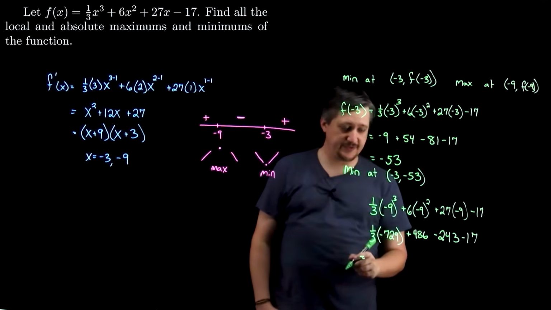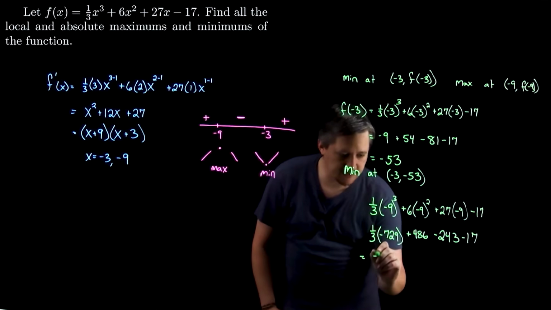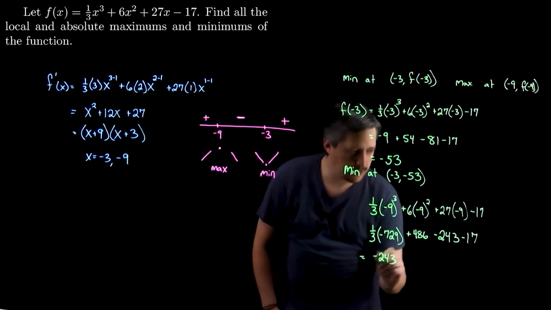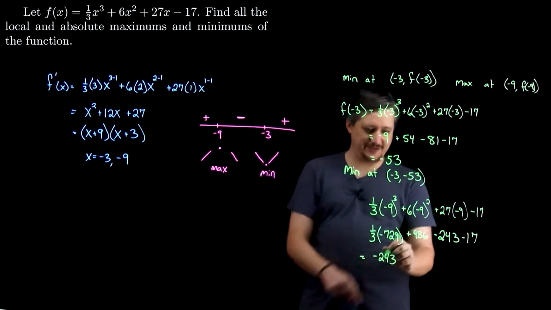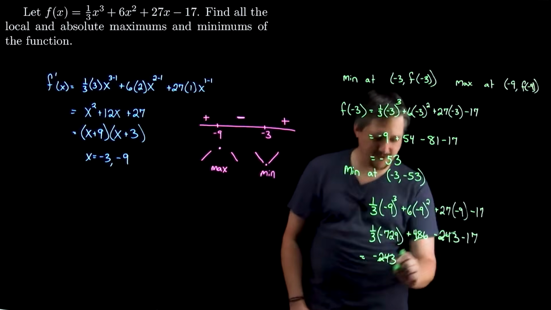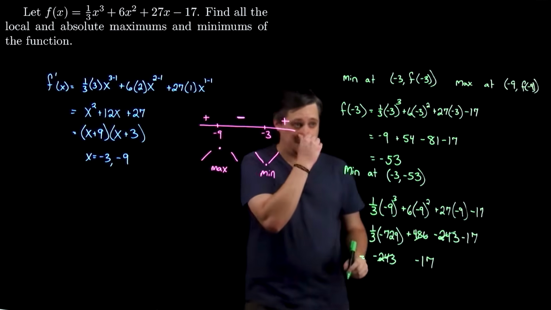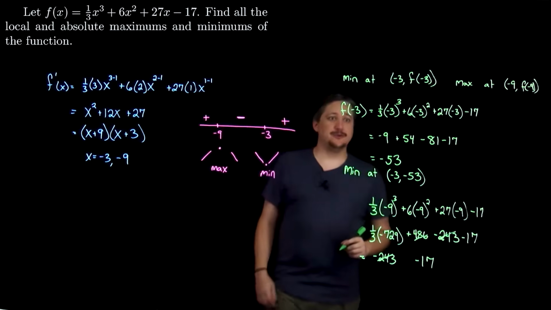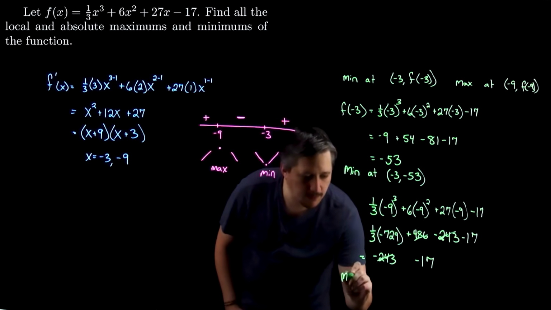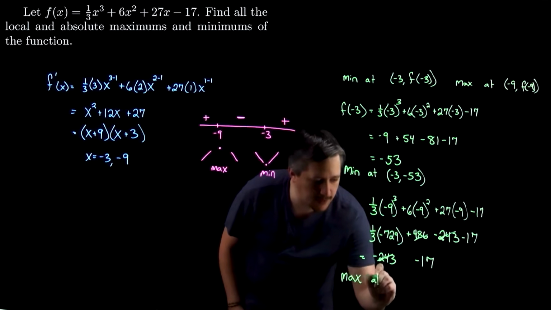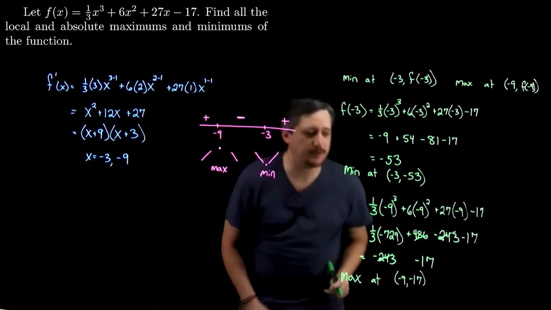Okay, so this is going to be what? Also 243, so this is negative 243. So negative 243 is 486. So this and that cancels. So I'm going to actually end up with just negative 17, which is madness. So I'm going to end up with a max at negative 9, negative 17, assuming I did that number crunching correctly.